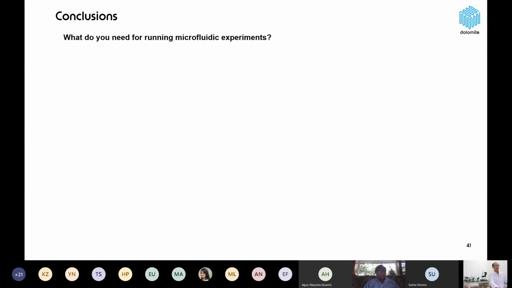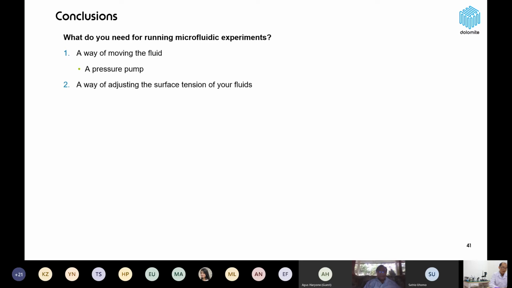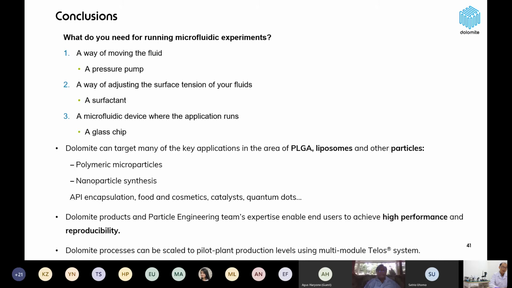Summarize. So, what do we need for running a microfluidic experiment? Remember, we need three things. The first is a way of moving a fluid, a pressure pump. The second is a way of adjusting the surface tension of the fluids. You need a surfactant to stabilize those droplets or particles. And the third is a microfluidic device where the application runs, so you need a glass chip.